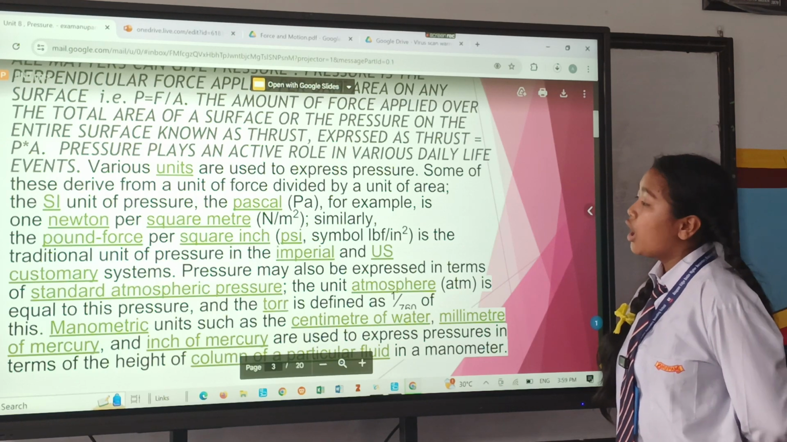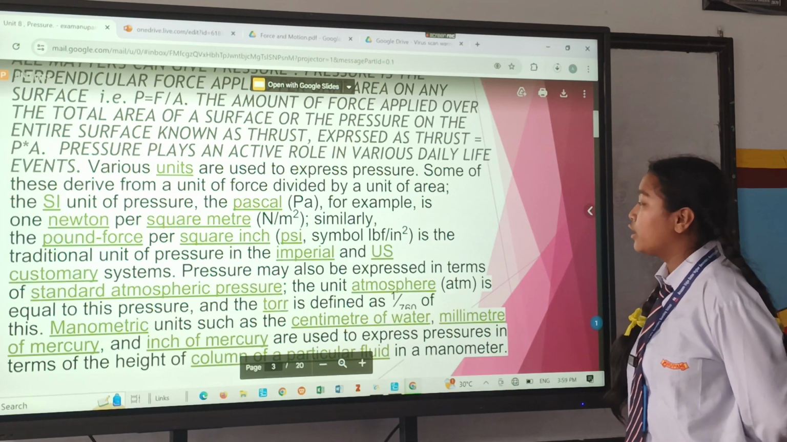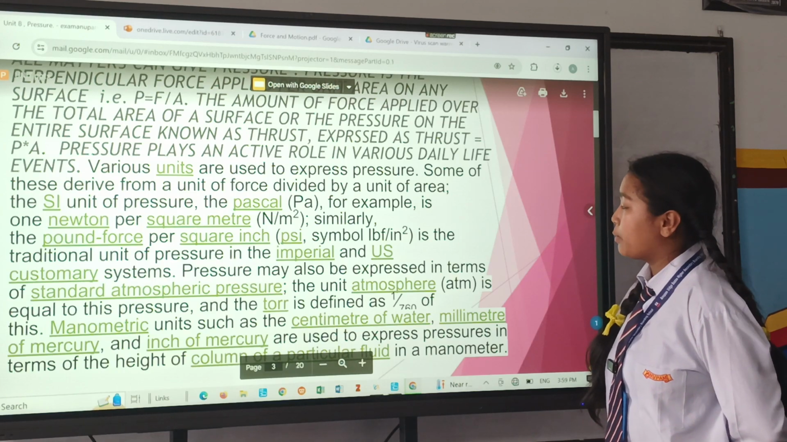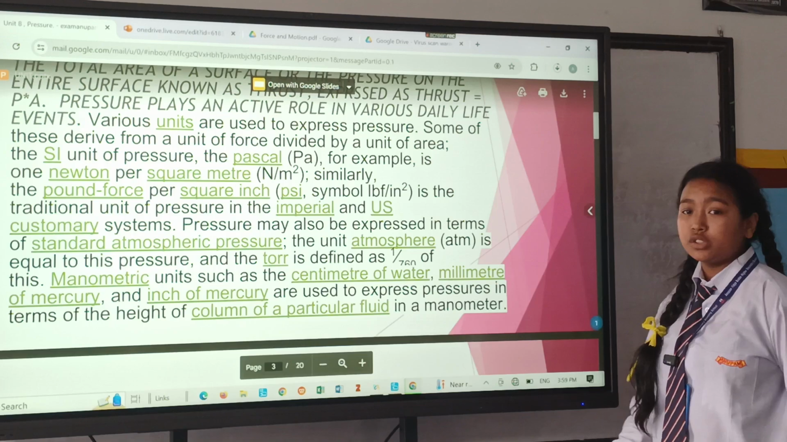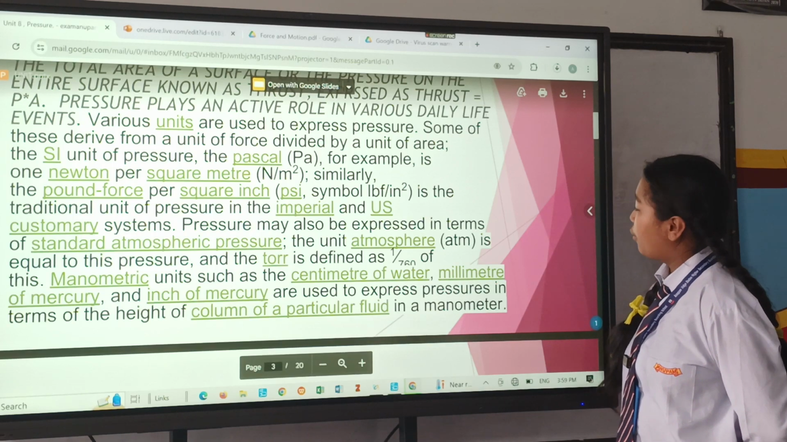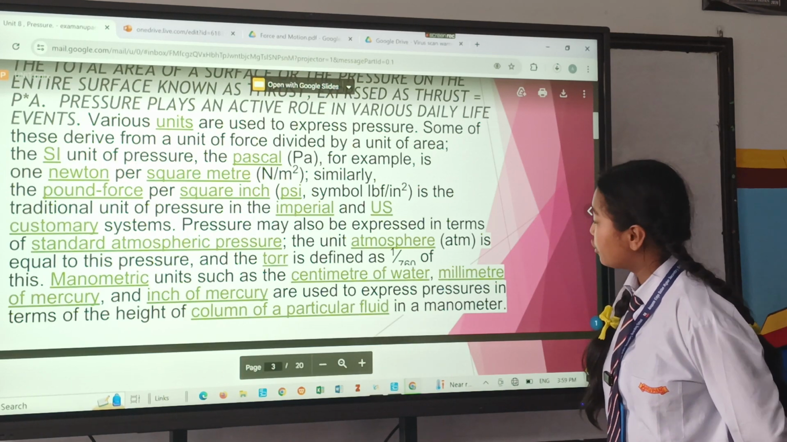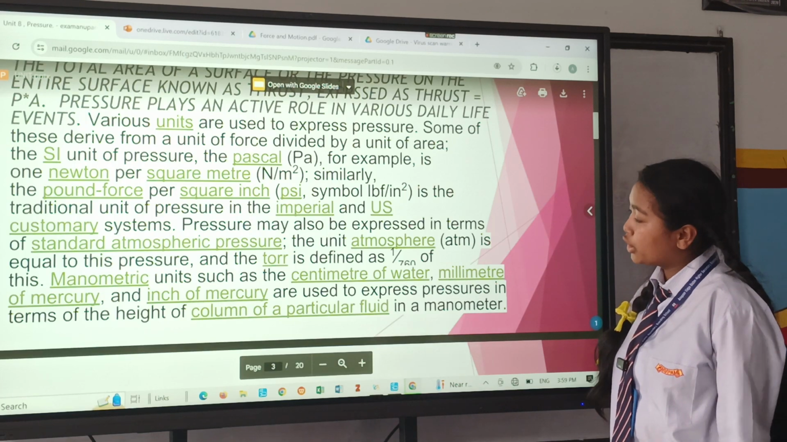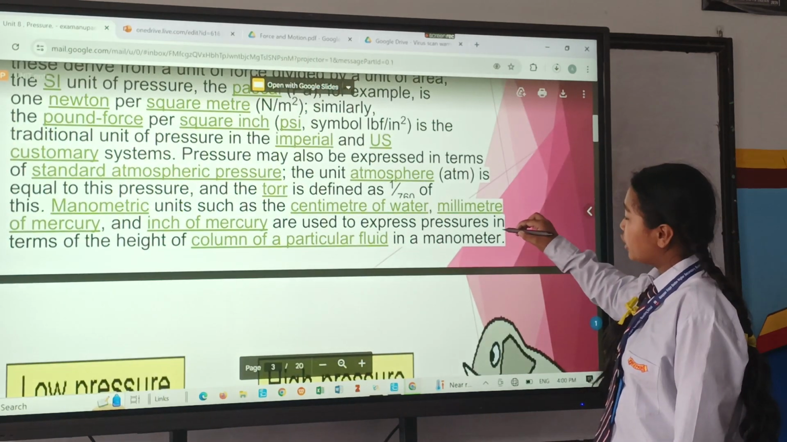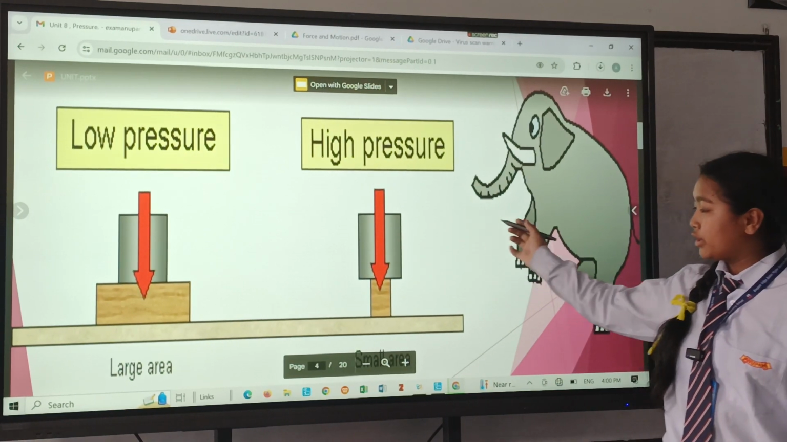Similarly, the pound-force per square inch, symbol psi, is the unit of pressure in the imperial and U.S. customary system. Pressure may also be expressed in terms of standard atmospheric pressure. The unit atmosphere is equal to this pressure, and the torr is defined as 1 by 760 of it. Manometric units such as the centimetre of water, millimetre of mercury, and inch of mercury are used to express pressure in terms of the height of a column of a particular fluid in a manometer. As you can all see in the picture, low pressure and high pressure.